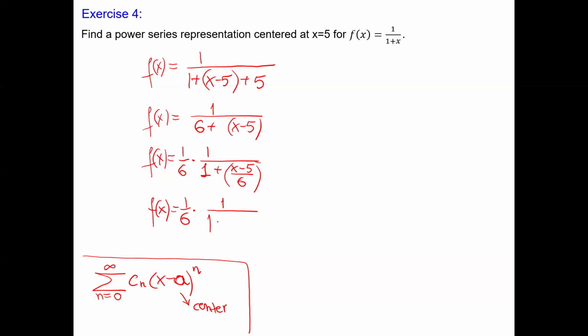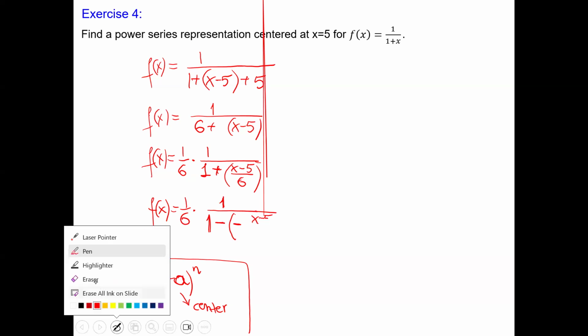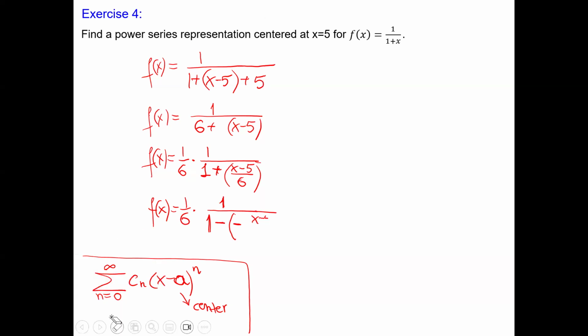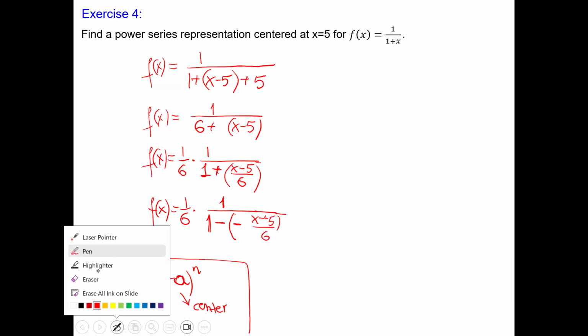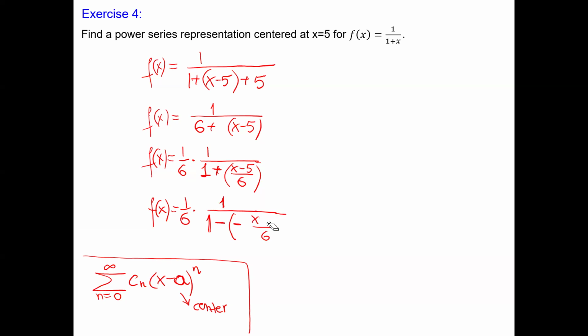1 minus 1 over quantity 1 minus, because we have plus, and subtracting negative, x minus 5 over 6, but this is negative. Oh, my writing is not clear. I mean, this is that common ratio that we will place in the sigma.